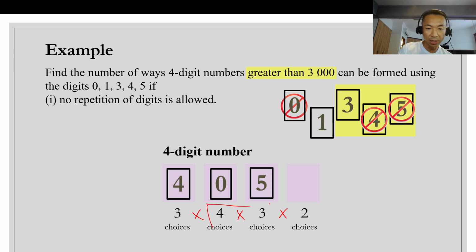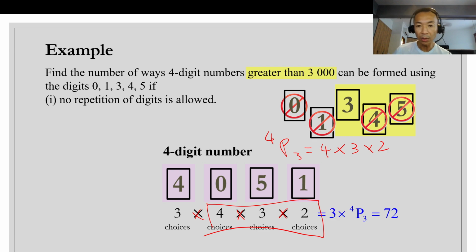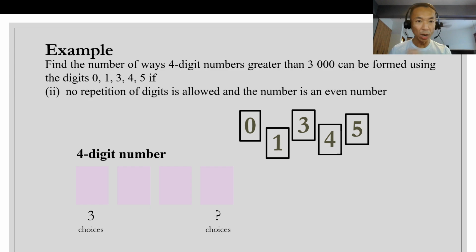Now this part, 4 times 3 times 2, essentially it is out of the remaining 4, you P3. It's actually 4 times 3 times 2. So either you do it like that, or you take 3 times 4P3. Either way it's fine, not a problem. Final answer 72. Let's take a look at part 2 now.